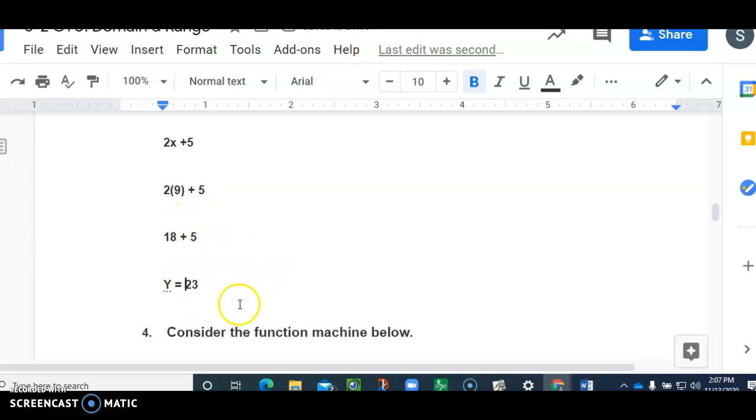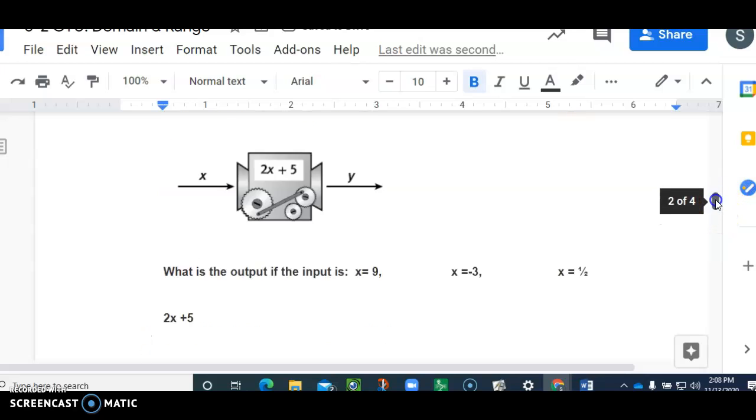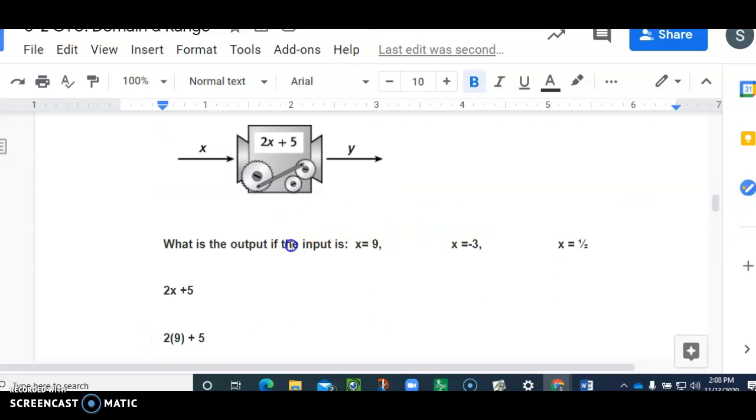If I have x is 9 and y is 23, what is my ordered pair? So my ordered pair will be open parenthesis, 9, comma, 23, close parenthesis. That's my ordered pair of my first one, if my x is 9. It's the same one here.